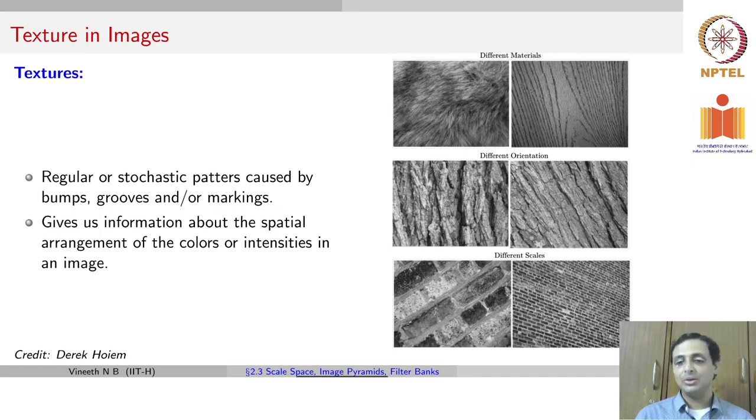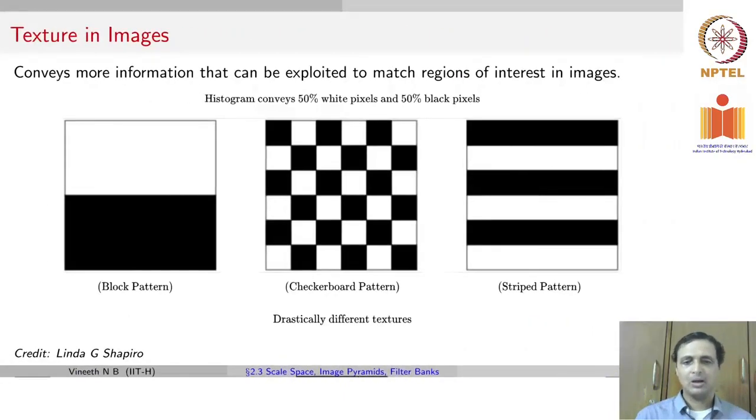On the right side, you see that textures can give you an idea of materials. Textures can give you an idea of the orientation. Textures can also give you an idea of the scale that you're dealing with. So textures contain significant information to be able to make higher level decisions or predictions from images.